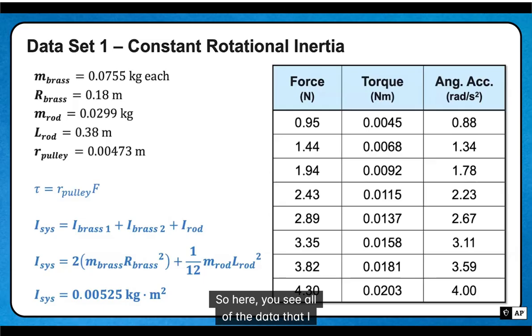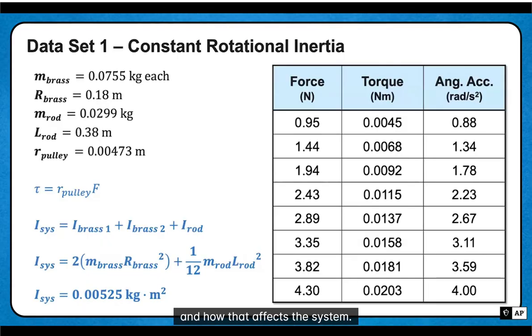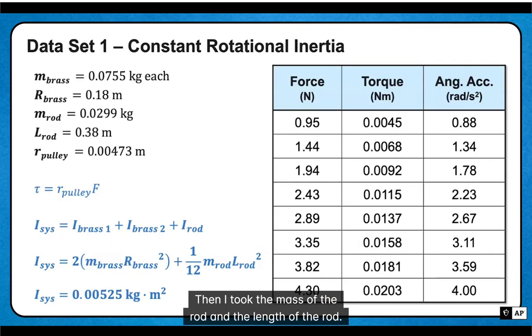So here you see all of the data that I collected for this first iteration of the lab. I had to find the mass of each of those brass masses, and R brass is the distance from the center of each of those brass masses to the axis of rotation. Those pieces of information I can use to determine the rotational inertia for the two brass masses and how that affects the system. Then I took the mass of the rod and the length of the rod. Those two numbers will be used to calculate the rotational inertia of the rod itself.